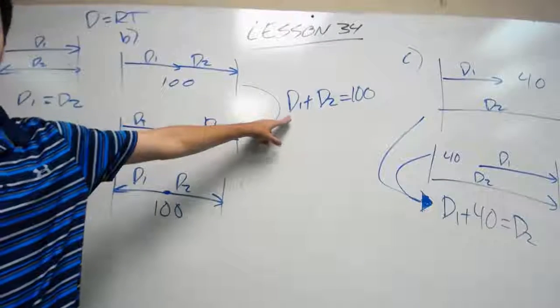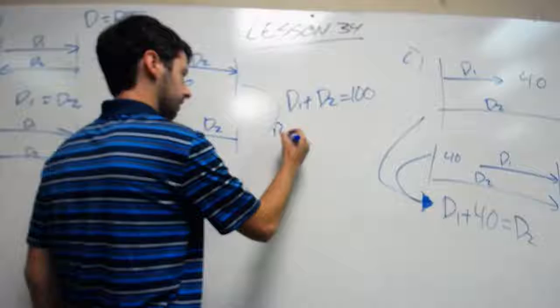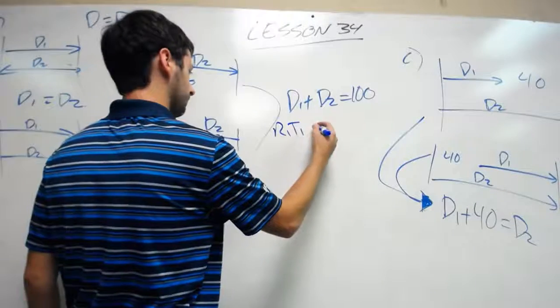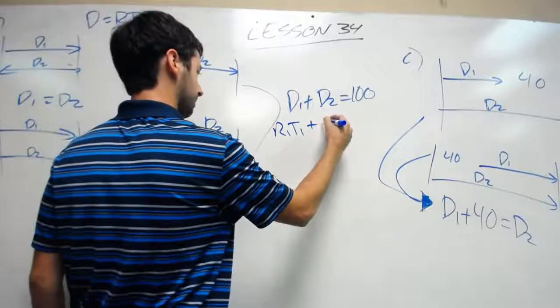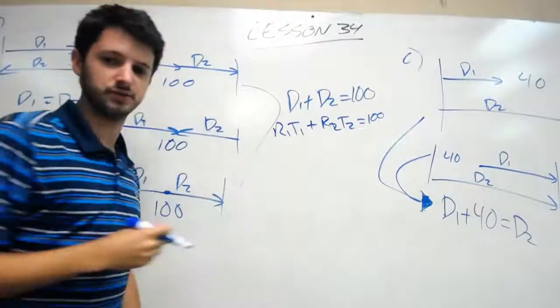We would use the formula of distance 1 plus distance 2 equals 100, and then obviously that would break down to rate times time, and both of them to equal it so we could solve for our variables.